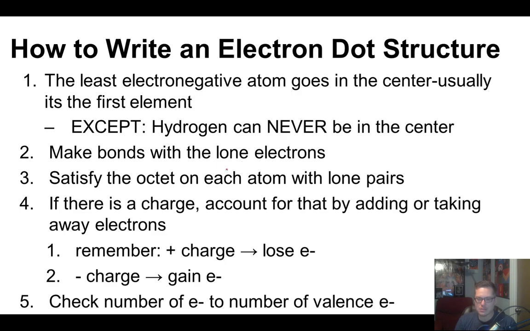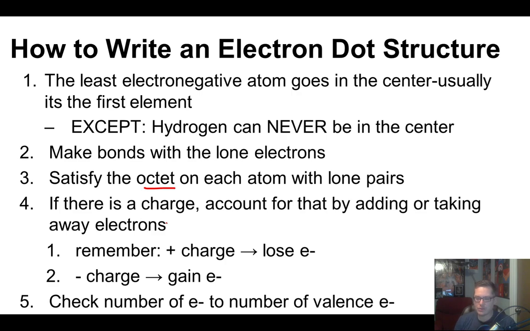They're going to make bonds with the lone electrons. Electrons are almost always going to come in pairs, and your job is to satisfy the octet rule on each atom by adding lone pairs to their bonds. Remember, the octet rule means that each atom wants to have 8 valence electrons. This doesn't apply to hydrogen, because hydrogen wants to be like helium, and helium only has 2 electrons.